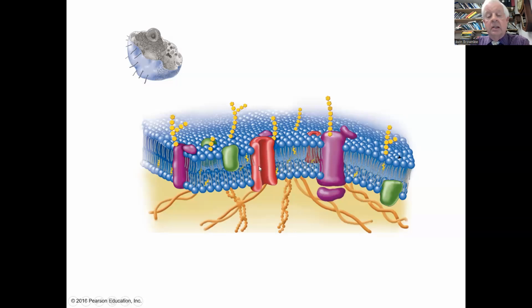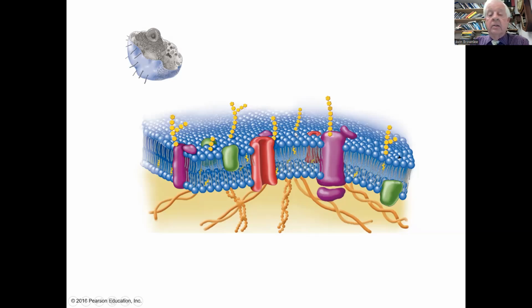So this would be some kind of ion channel. Here's another integral protein, and this is what we would call a peripheral protein, which is just sitting on the surface of the membrane. By the way, this is intracellular, and this is extracellular. Here's another intrinsic or integral protein. The yellow things are carbohydrates.